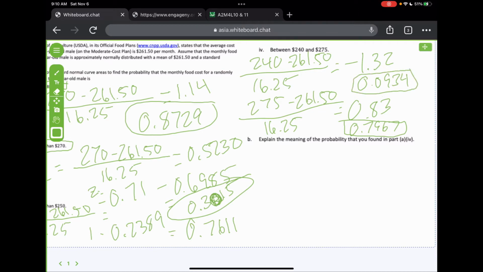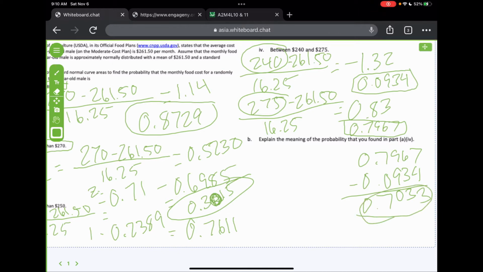Okay, so those are two probabilities. Now, like I said, I'm going to take the 0.7967 probability and subtract the 0.0934 from it. That gives 0.7033. So the actual probability that falls between those lines is right at 70%, 70% of the values.